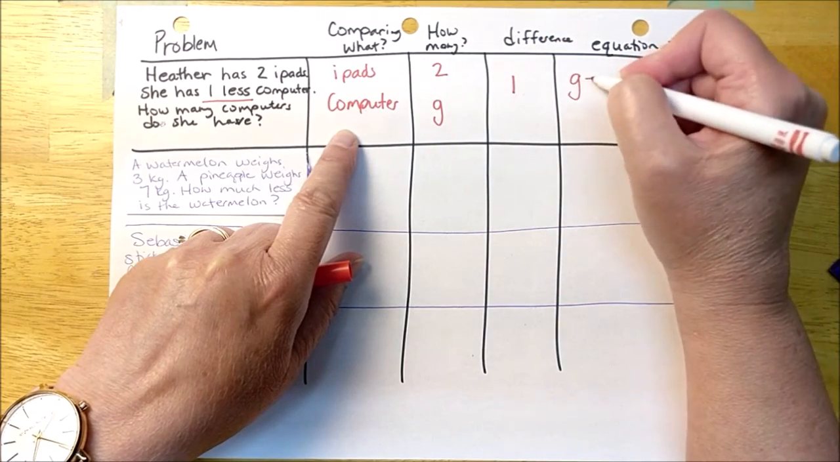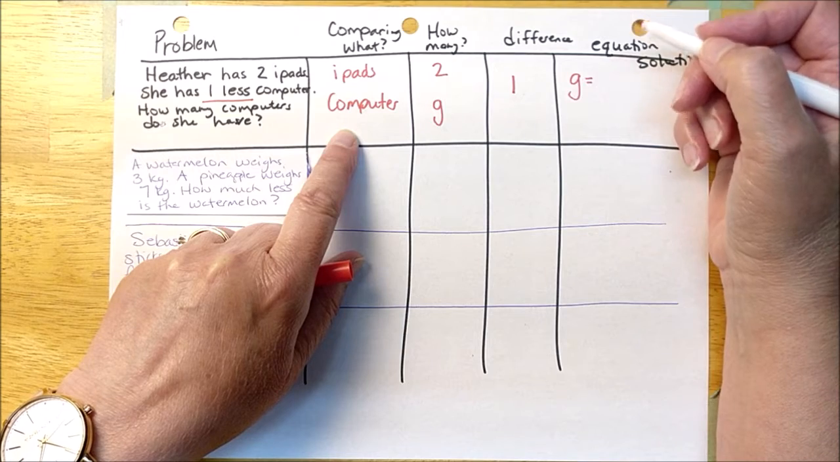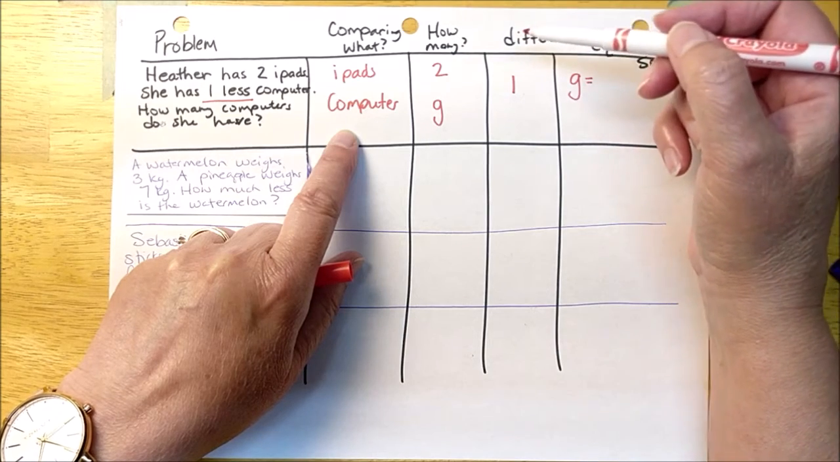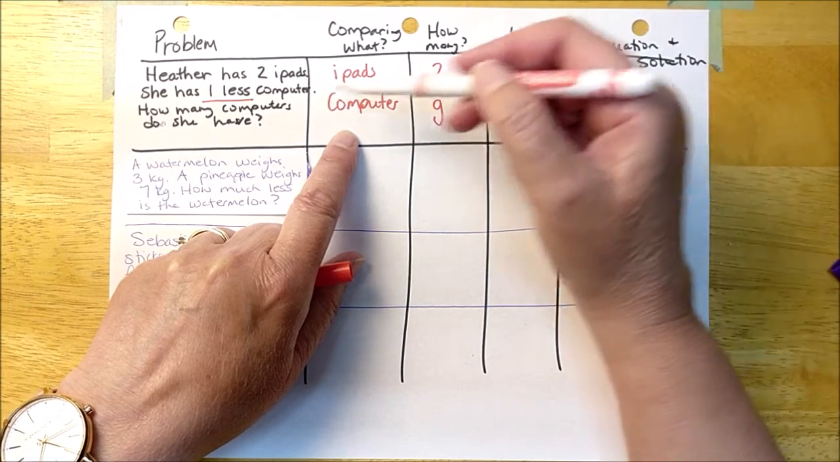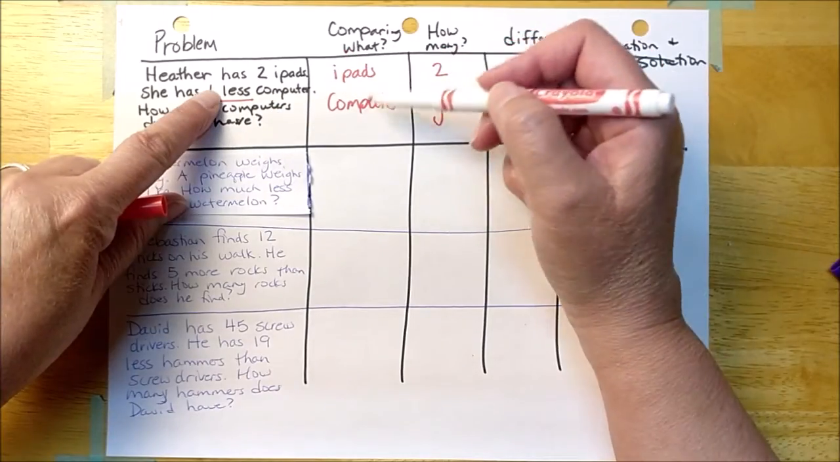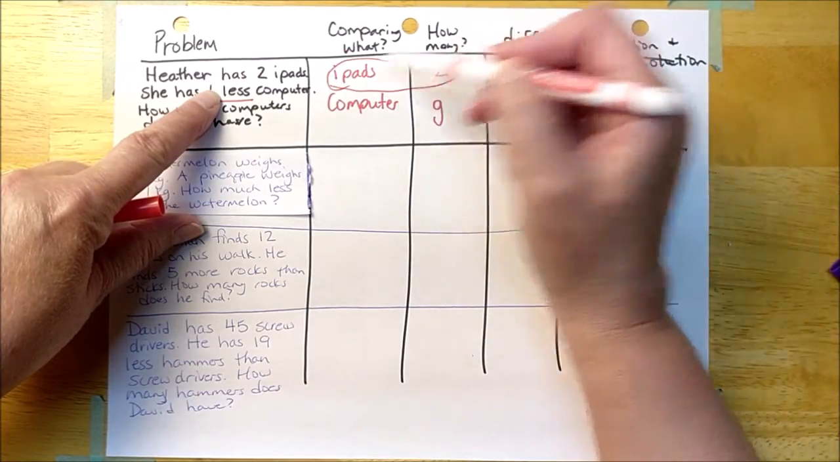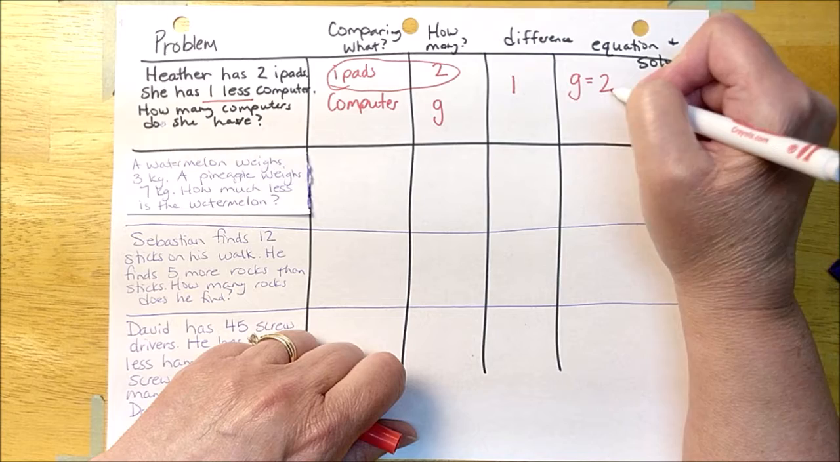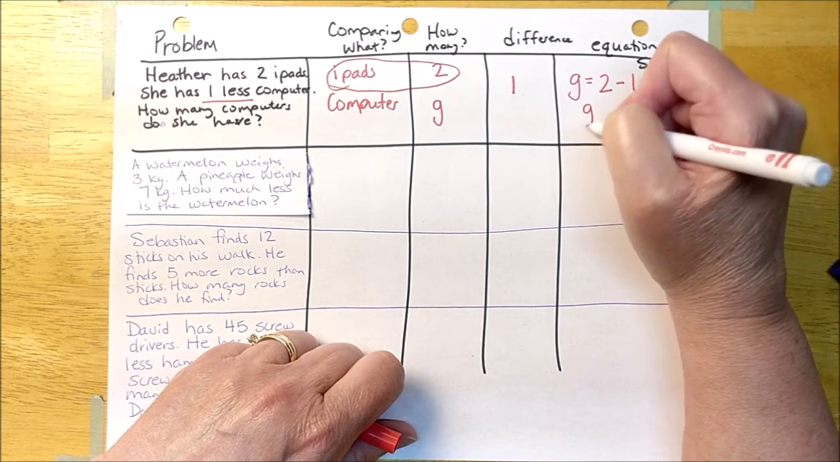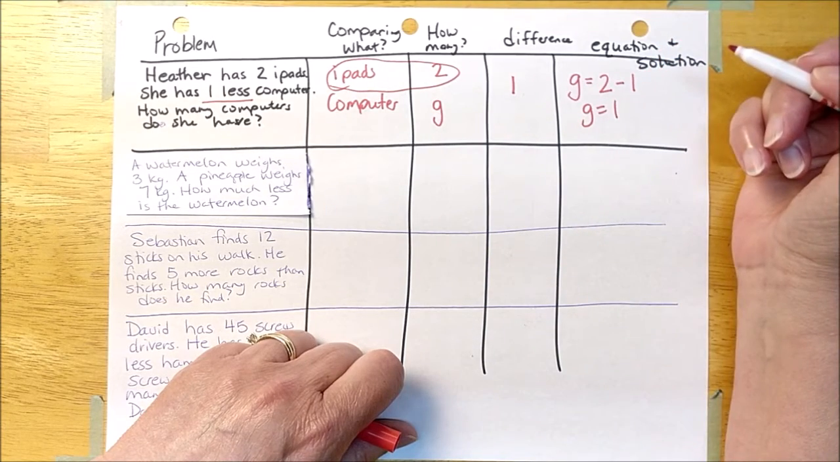So my solution, I want the G on that side by itself. I always need to find that biggest number. So computers is less computers, so that means this is my large number. So my large number minus my difference. So she has 1 computer.